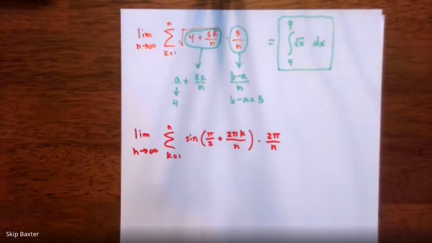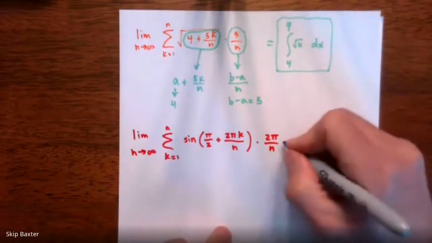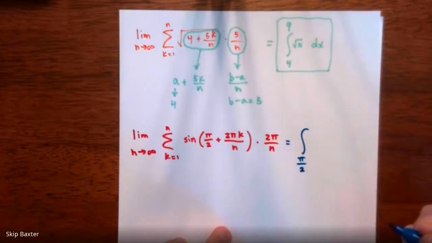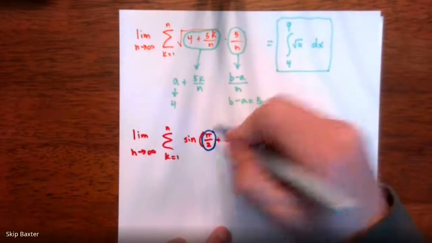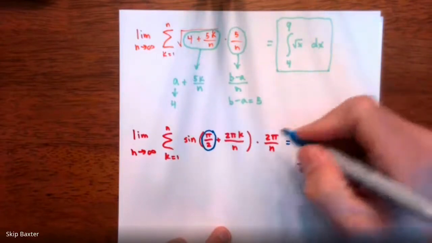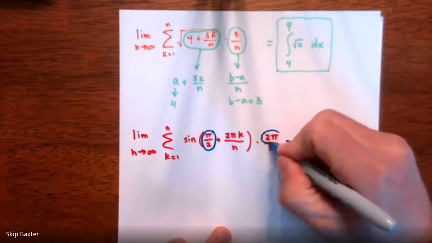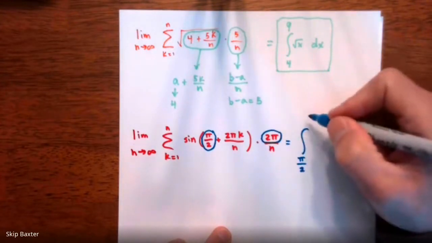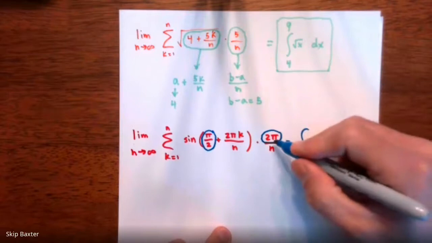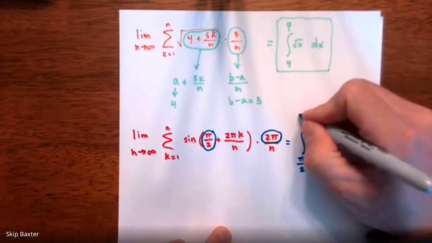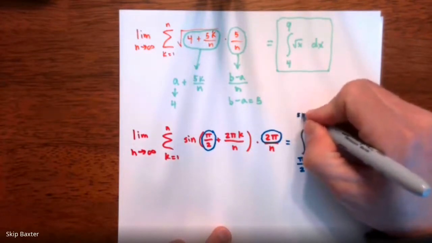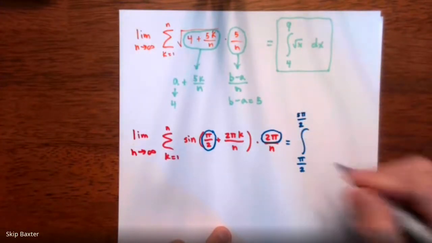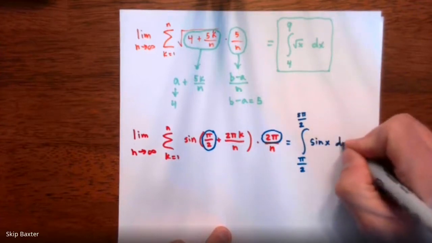Okay, I know that this is going to be the integral from pi over 2, because this is a. And then to get the top limit of integration, I'm going to add this amount to it, because that's the width of the interval. So if you go pi over 2 and you add 2 pi to that, that's 4 pi over 2, you get 5 pi over 2. That's the top limit of integration. Sine x dx, done.